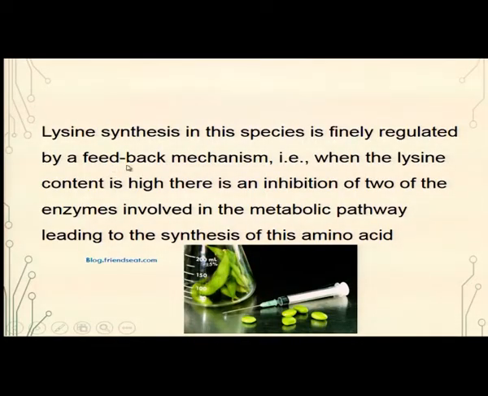Lysine synthesis in this species is finely regulated by a feedback mechanism. That is, when the lysine content is high, there is an inhibition of two of the enzymes involved in the metabolic pathway leading to the synthesis of the amino acid. That is, the plant will synthesize lysine depending upon the available presence of two other amino acids. It is a feedback regulation that, as and when required, the lysine content will either increase or decrease, and it is always maintained at a constant rate.